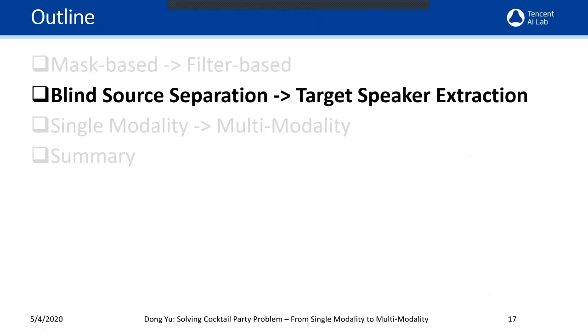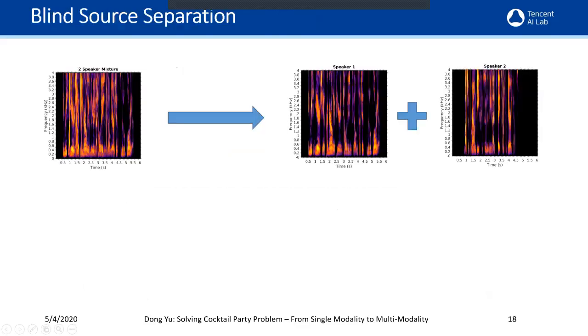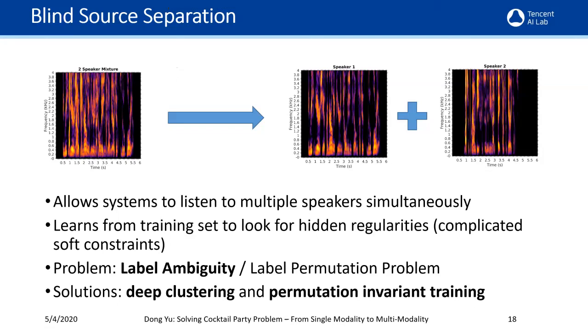Now let's move to the second part. In the past, we have mainly focused on the blind source separation problem, which aims to separate overlapping speech. Blind source separation is useful. For example, it allows systems to listen to multiple speakers simultaneously and can be important in scenarios such as virtual receptionist.